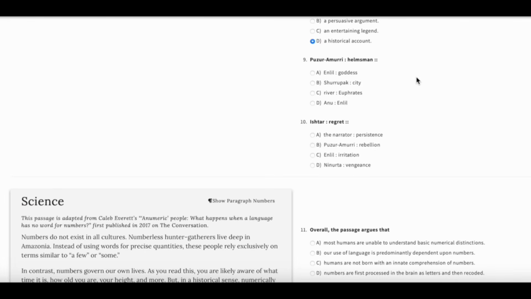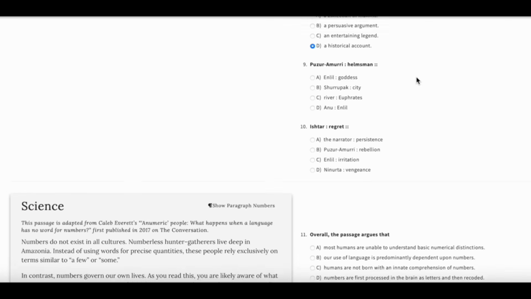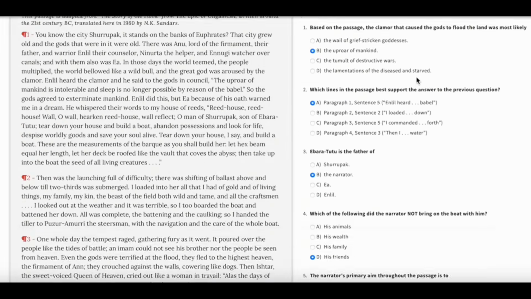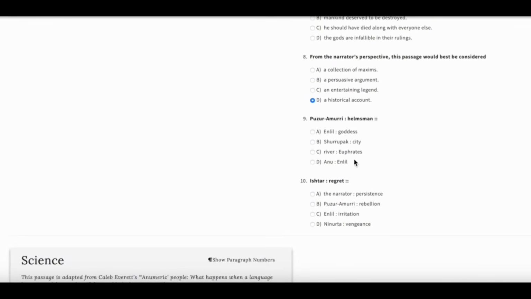We're starting with the proper name here, right? Pazur Amuri is the title of the helmsman. And maybe that's a better or more specific relationship, right? Pazur Amuri is the title of the helmsman, as Shurupak is the title of the city. But you wouldn't say the river is the title of the Euphrates. Does that make some sense? Yeah, that does. What about answer choice D? Anu is Enlil. Can we say that Anu is Enlil? No, those are two different gods, I'm fairly certain. So it's got to be B. And it is.